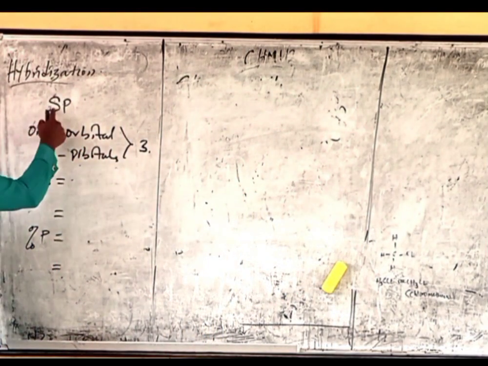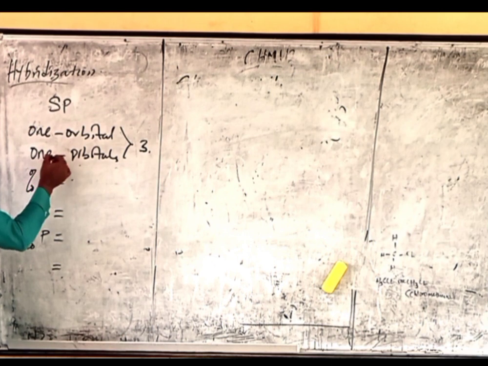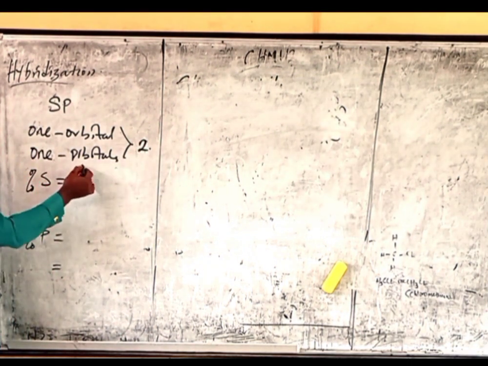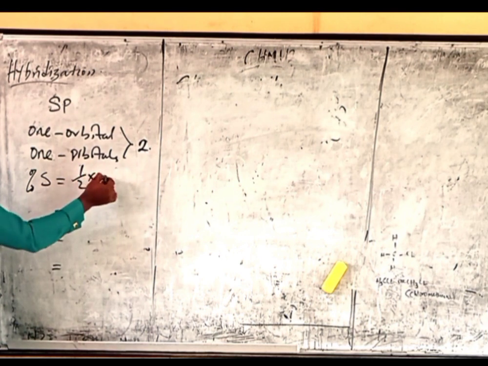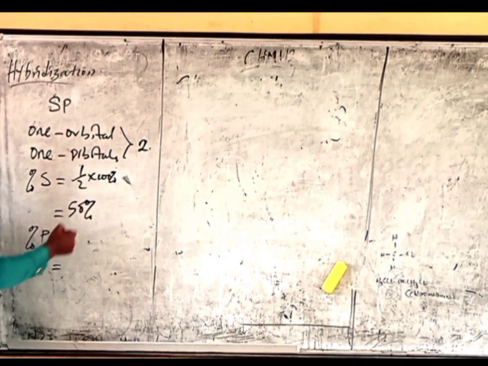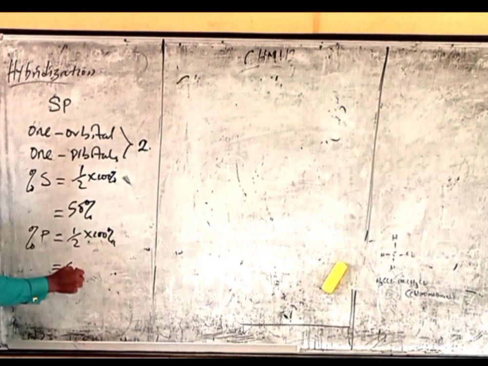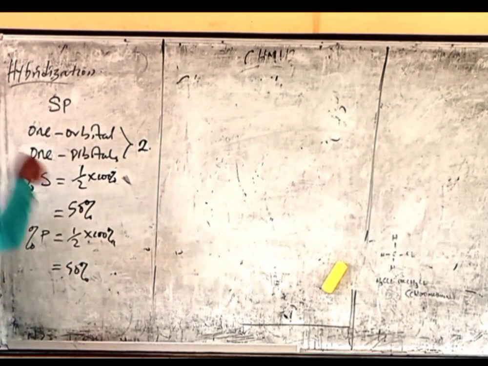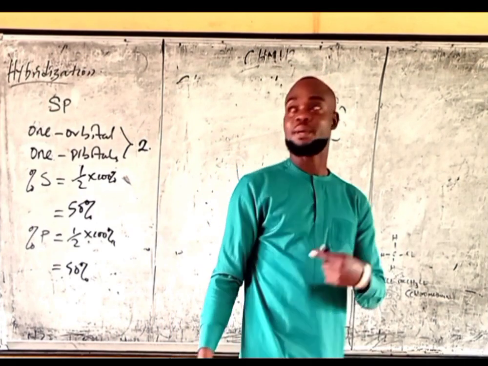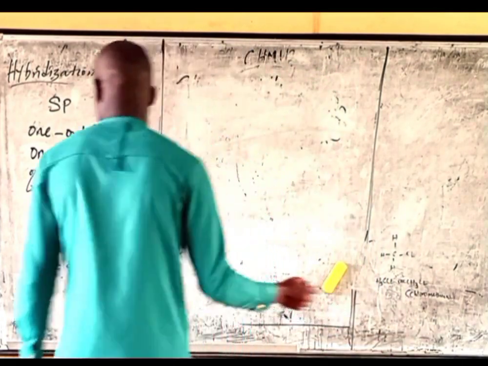In sp hybridization, we have just one s, and we also have one p. You can see it: 1 plus 1 gives us 2. So the percentage of s will be 1 over 2 times 100%, that's 50%. And 1 over 2 times 100% gives us 50% of p. So it's equal. When they are equal, that means we have an equal amount of s and p.